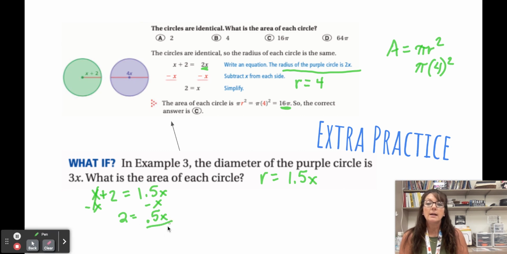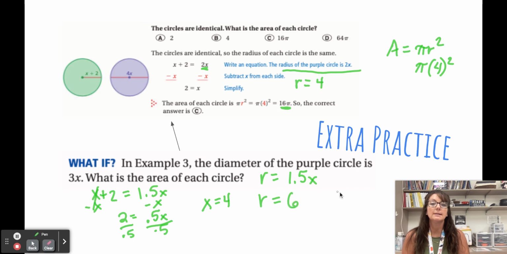Then we're going to divide both sides by this 0.5. Now, you want to put this in your calculator, right? Because when you're dividing by a fraction or a decimal like this, you know that the number is going to get bigger. And so x in this case is equal to 4. So if x is equal to 4 right here, we could say like right here, 4 plus 2 is 6, or we could do 1.5 times 4. So we know that the radius is equal to 1.5 times 4, or 6.